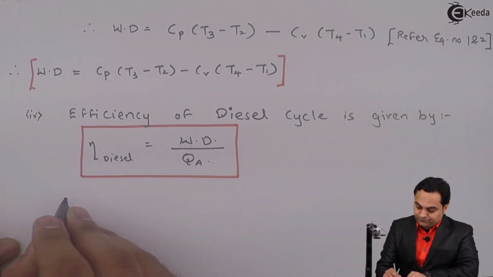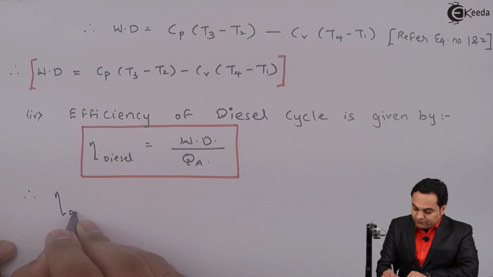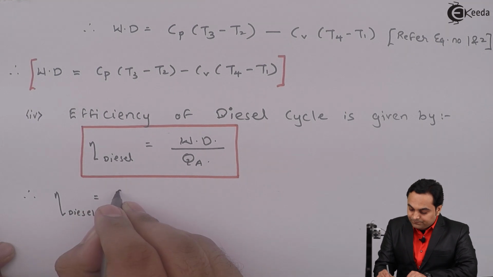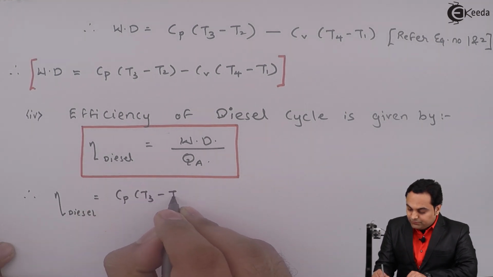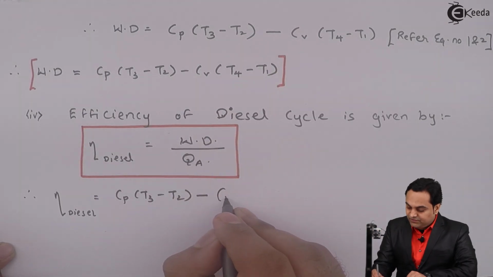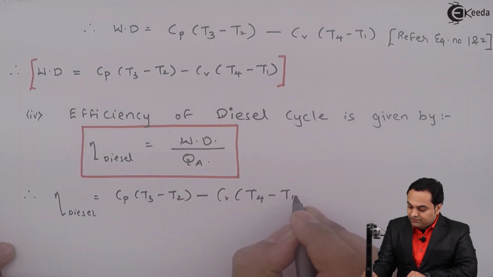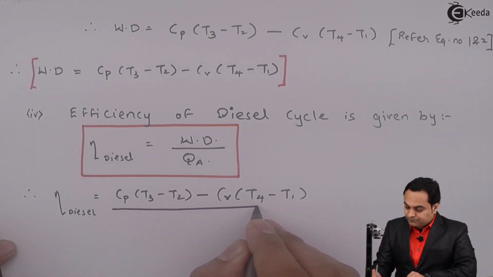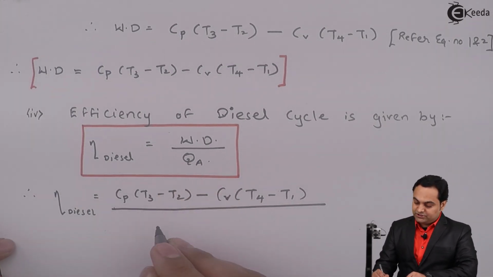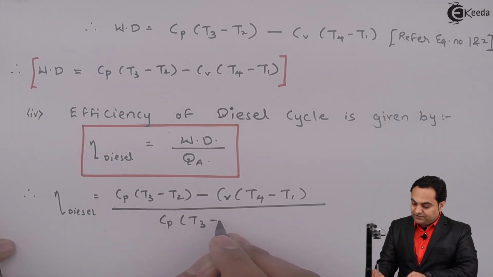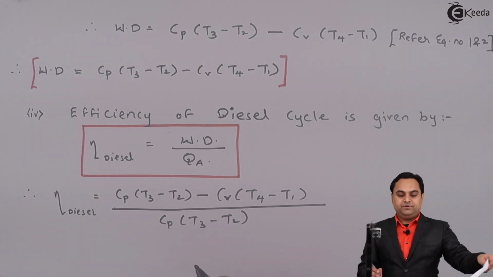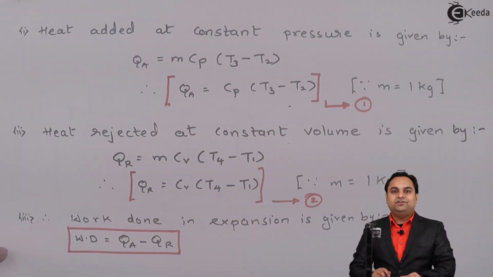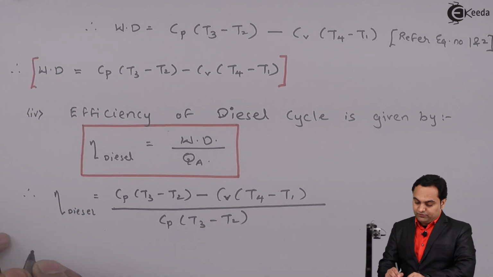So therefore, efficiency of diesel cycle will be equal to, now work done is Cp (T3 minus T2) minus Cv (T4 minus T1), then heat added. It is at constant pressure, so it was Cp (T3 minus T2), as we have seen previously, the heat addition process at constant pressure, Cp (T3 minus T2).